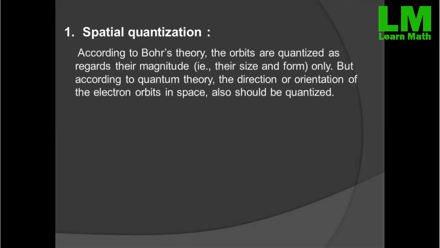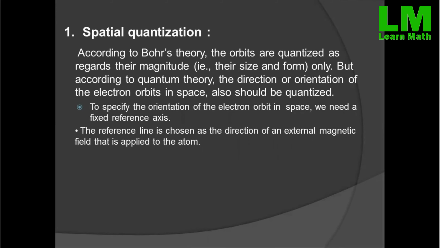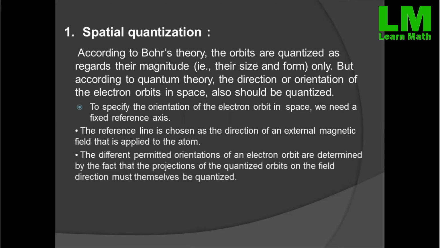Spatial quantization. According to Bohr's theory, the orbits are quantized as regards their magnitude, their size and form only. But according to quantum theory, the direction and orientation of electron orbits in space also should be quantized. To specify the orientation of an orbit in space, we need a fixed reference axis. The reference line is chosen as the direction of an external magnetic field that is applied to the atom. The different orientations of the electron orbit are determined by the fact that the projections of the quantized orbits on the field direction must themselves be quantized.